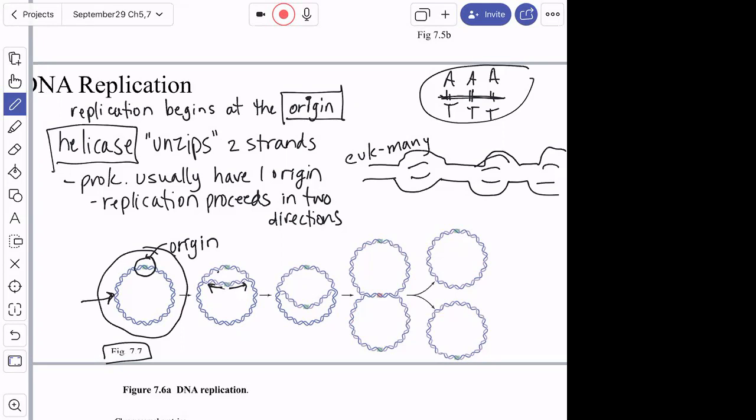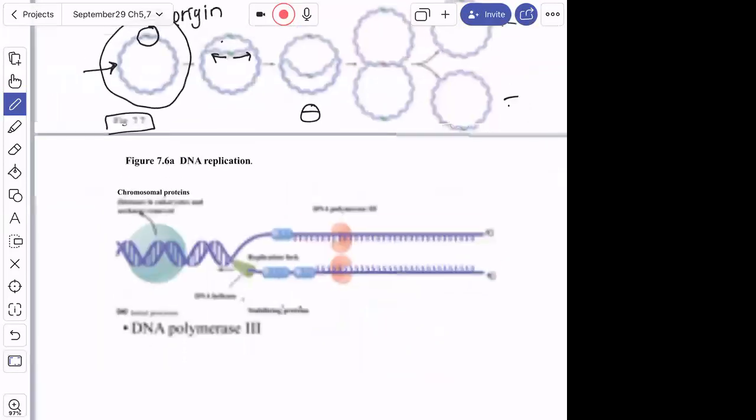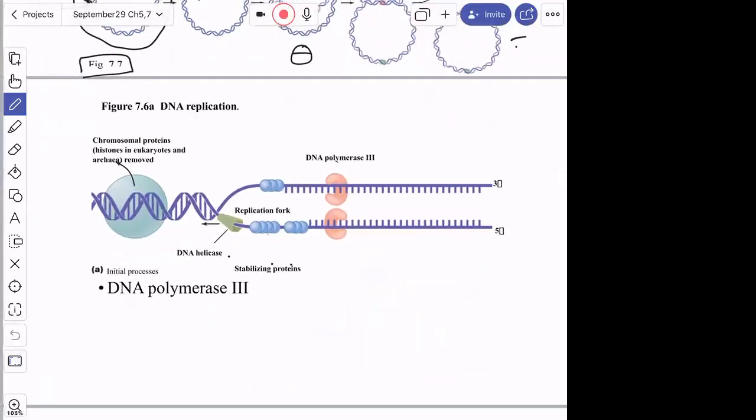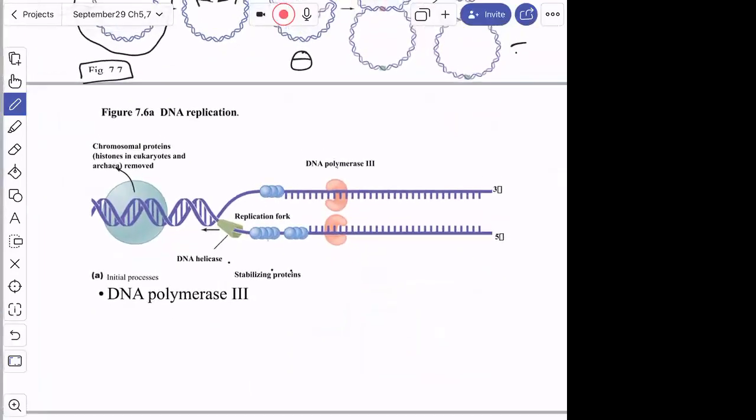That proceeds both ways. Sometimes this is called a theta structure because it looks like a Greek theta. And then eventually all the DNA is replicated, and again, you have another copy of the DNA. That always is going to happen before a bacterial cell splits and divides. All right, there are 5 or 6 enzymes that I want you to understand their role in replication.